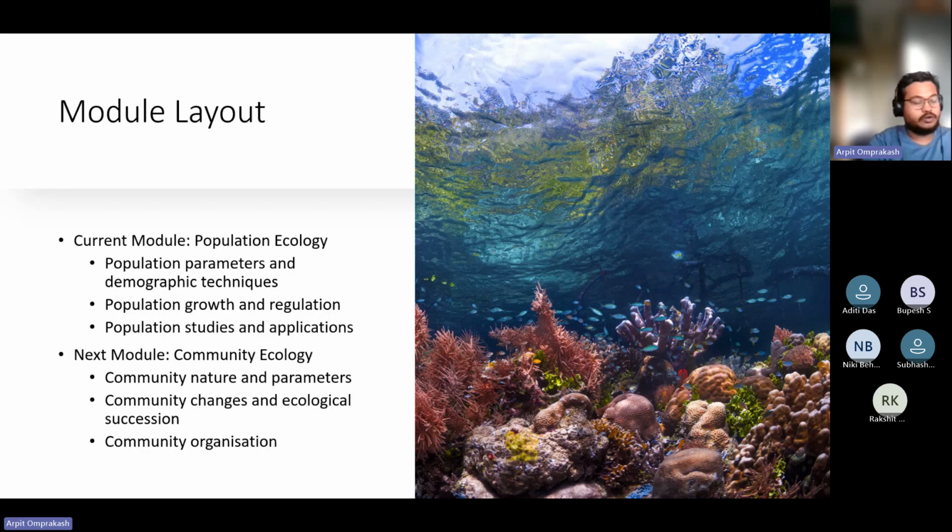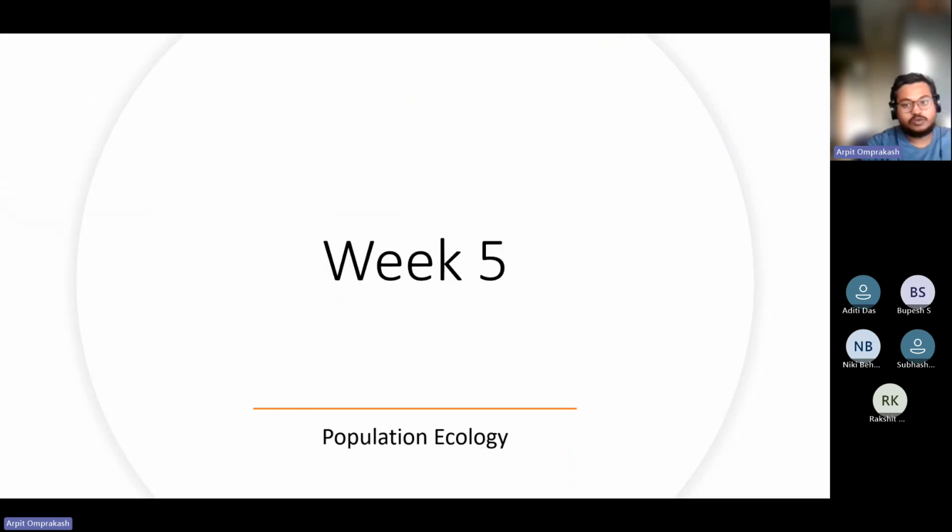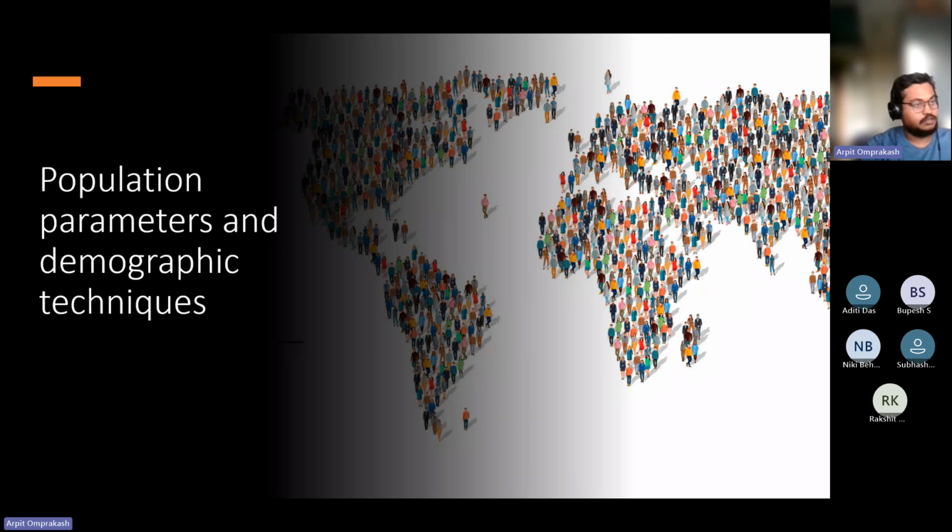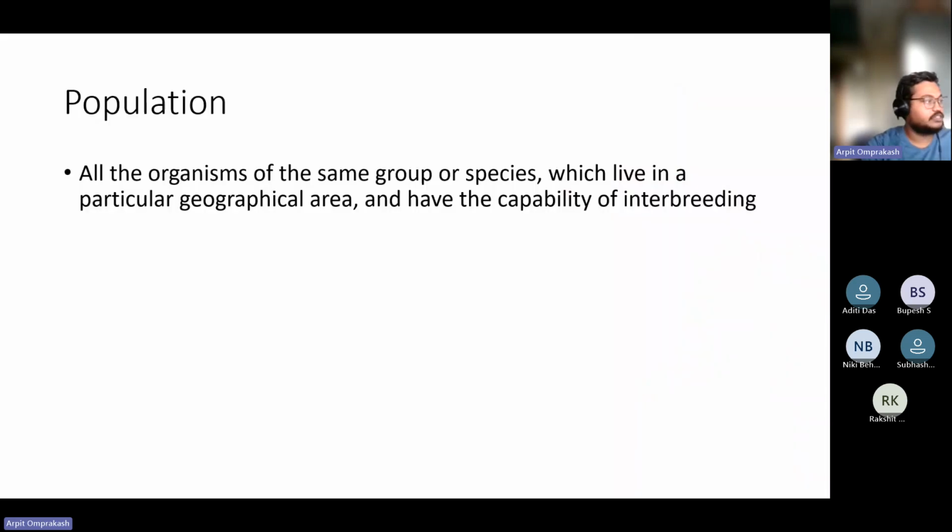In today's class, we'll discuss population ecology. We'll discuss these three lectures: population parameters and demographic techniques, population growth and regulation, and population studies and its applications. And in the next module, we'll cover community ecology. So we'll start with week 5, that is population ecology. The first lecture was on population parameters and demographic techniques.